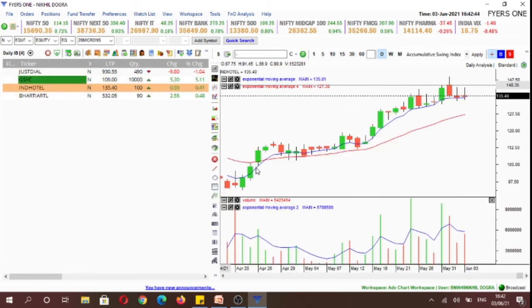Next stock is Indian Hotels. So it is in an uptrend, and it is above both 5 and 20-day exponential moving averages, and we'll look to establish a long position with a normal size above 139.5 levels, and we'll look to establish a short position below 133.8 level with half our normal position size.